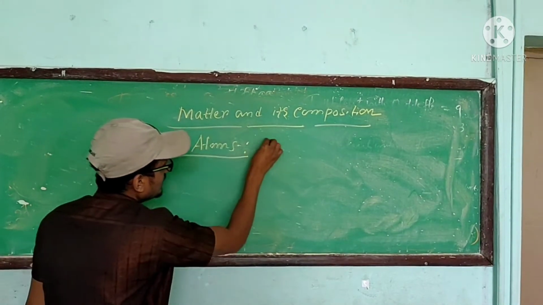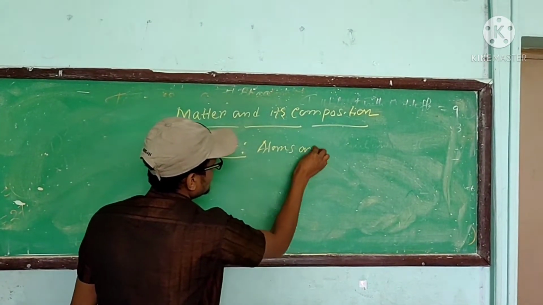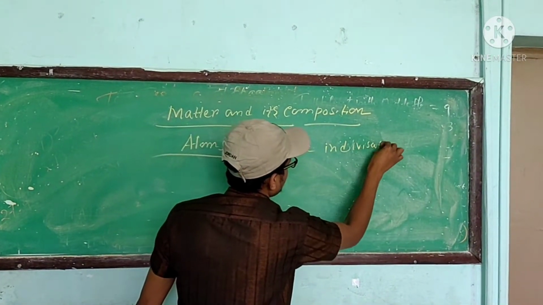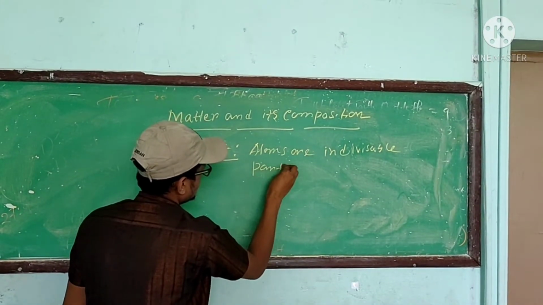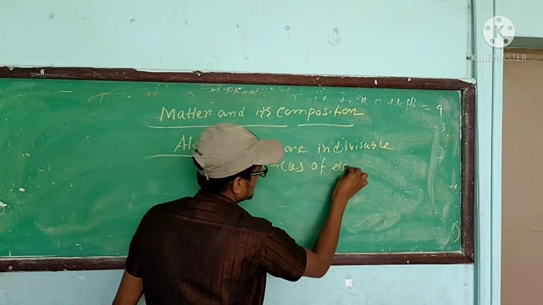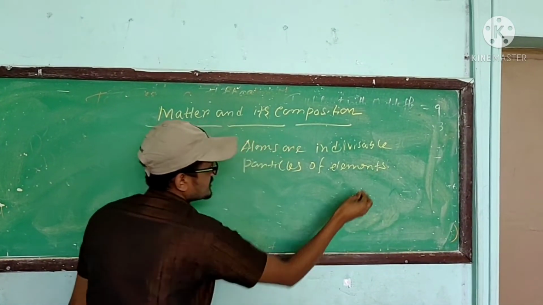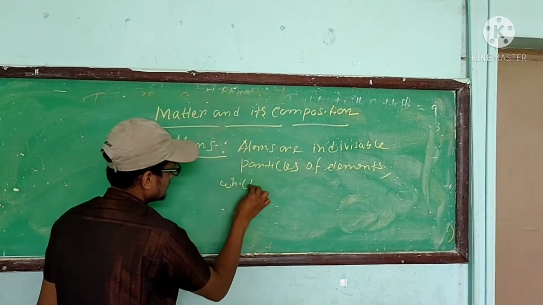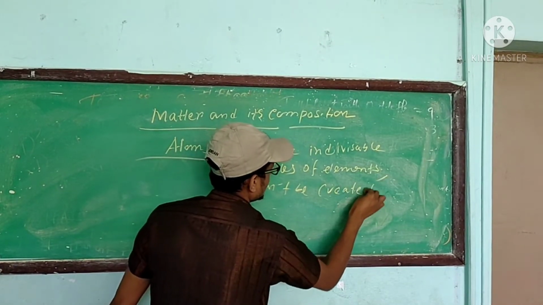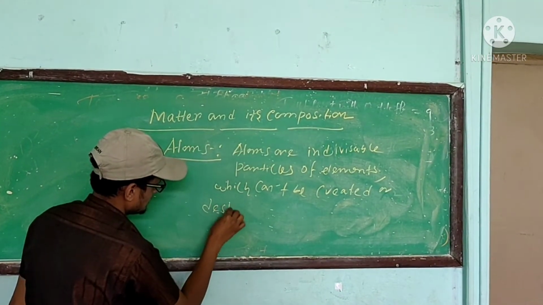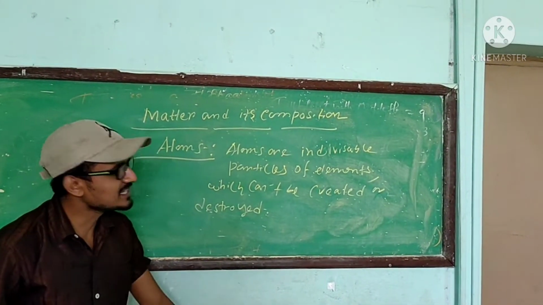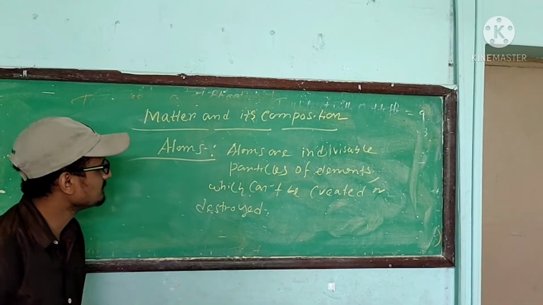So atoms are indivisible particles of elements which cannot be created or destroyed. And atoms of a similar element will have similar chemical and physical properties.